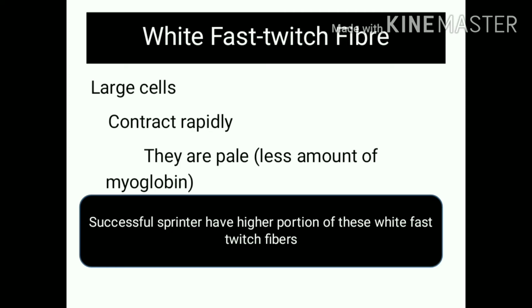The next one is white fast twitch fiber. They are large cells and they contract very rapidly. They are pale because they have a lesser amount of myoglobin, and a successful sprinter has a higher proportion of these white fast twitch fibers.